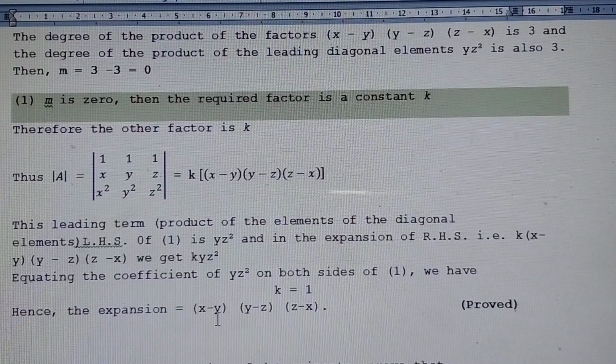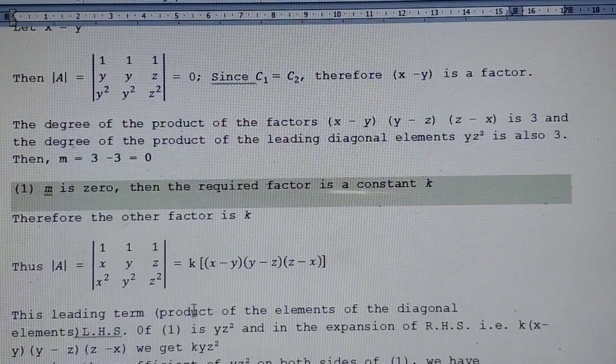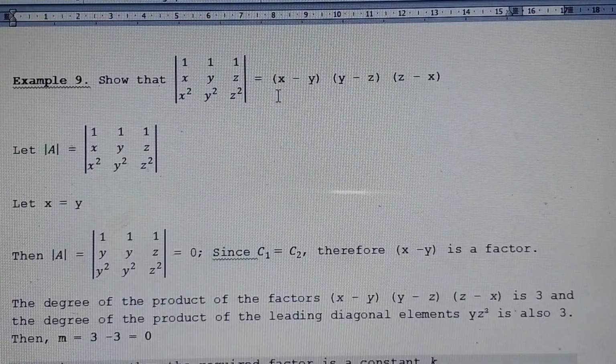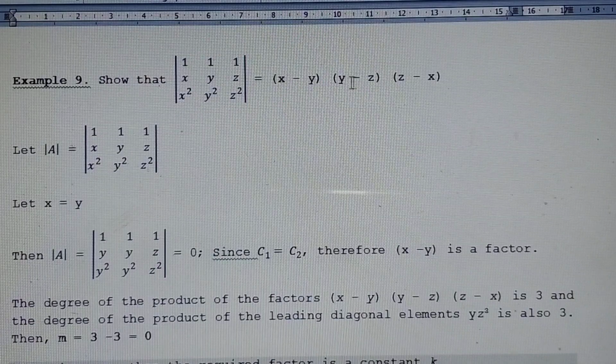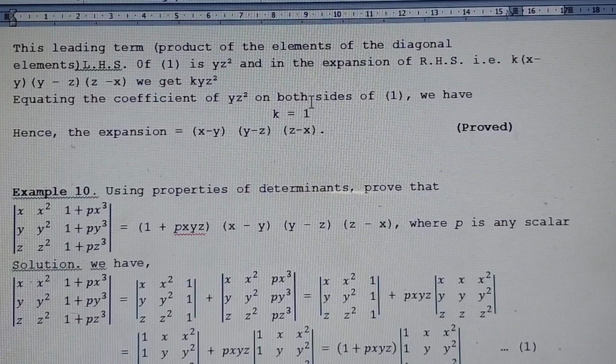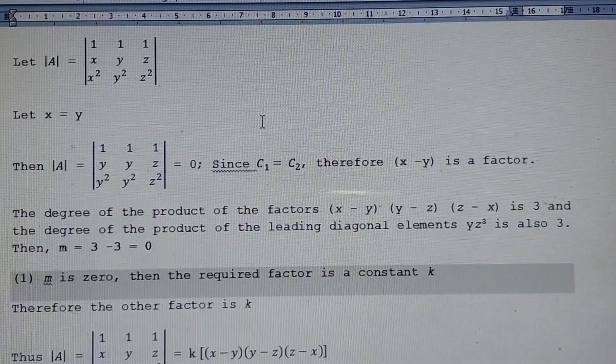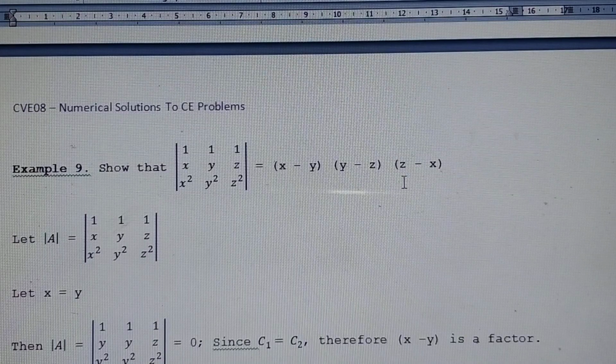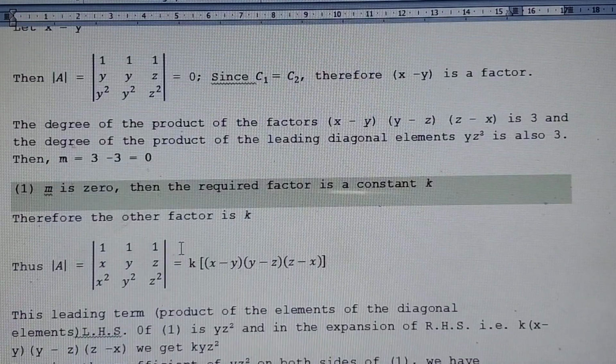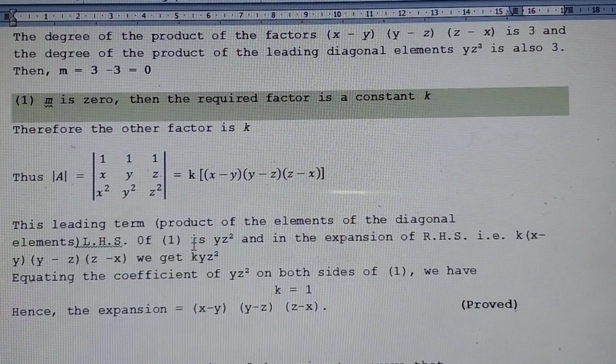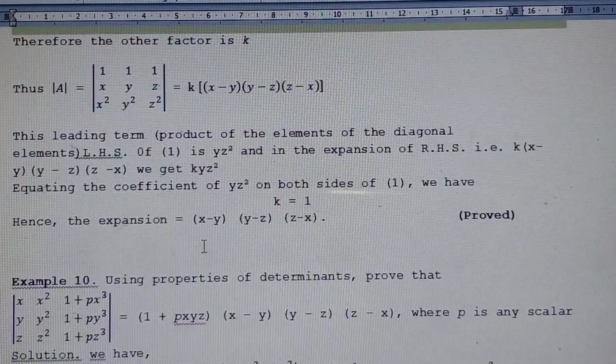So, therefore, pag substitute mo siya, mapuprove natin na ito at yung left hand side ng equation at saka yung right hand side ng equation ay equal talaga. Ayun, kaya yung mga factor na yon na x minus y, y minus z, and z minus x is a factor nito. Ayan. So, that is proved.